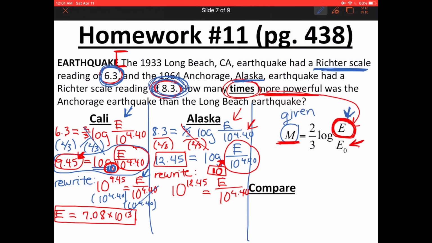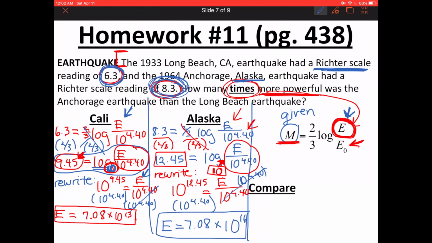Now, in order to get E alone, I'm going to multiply both sides by 10 to the power of 440. So on the right, they cross out. On the left, I multiply 10 to the power of 440. And so what I end up with for E is E equals 7.08 times 10 to the power of 16. So there's my energy released for the Alaska earthquake, okay?